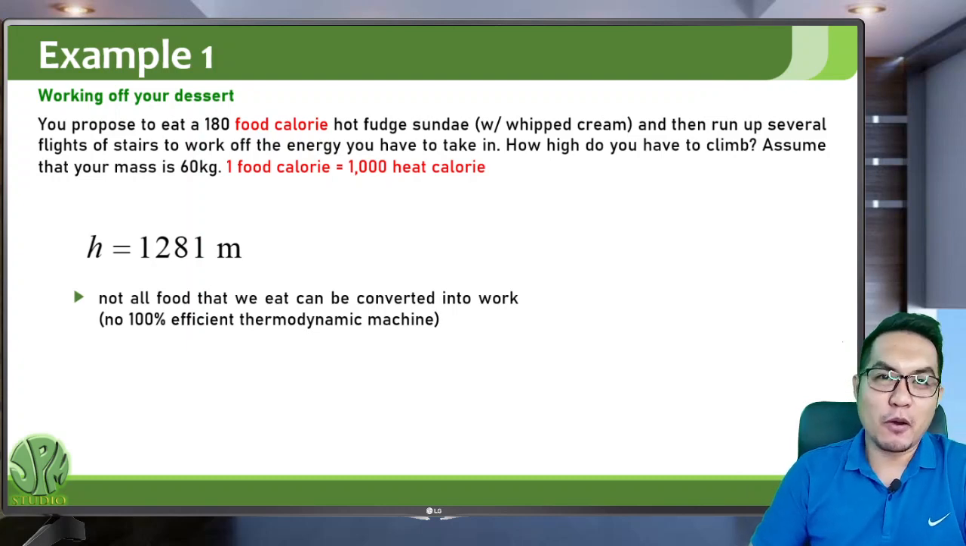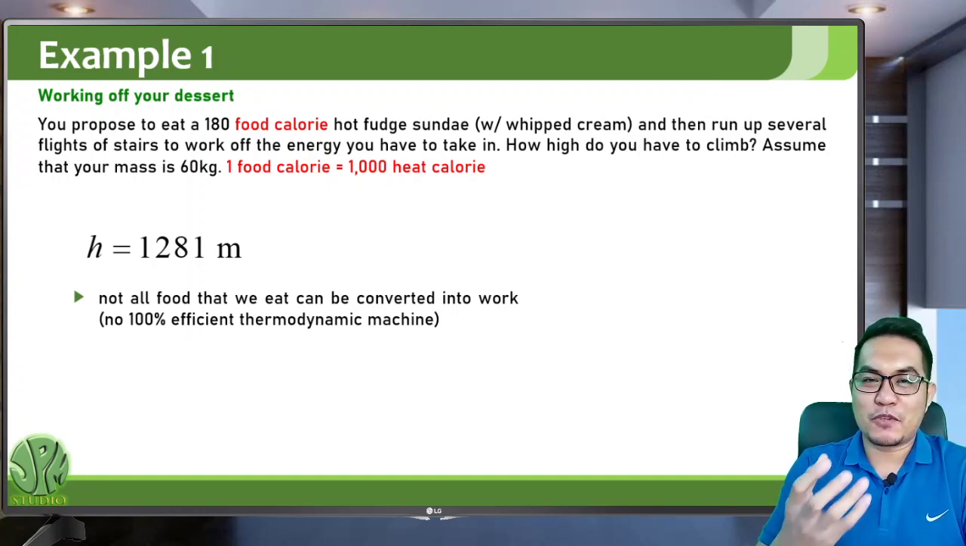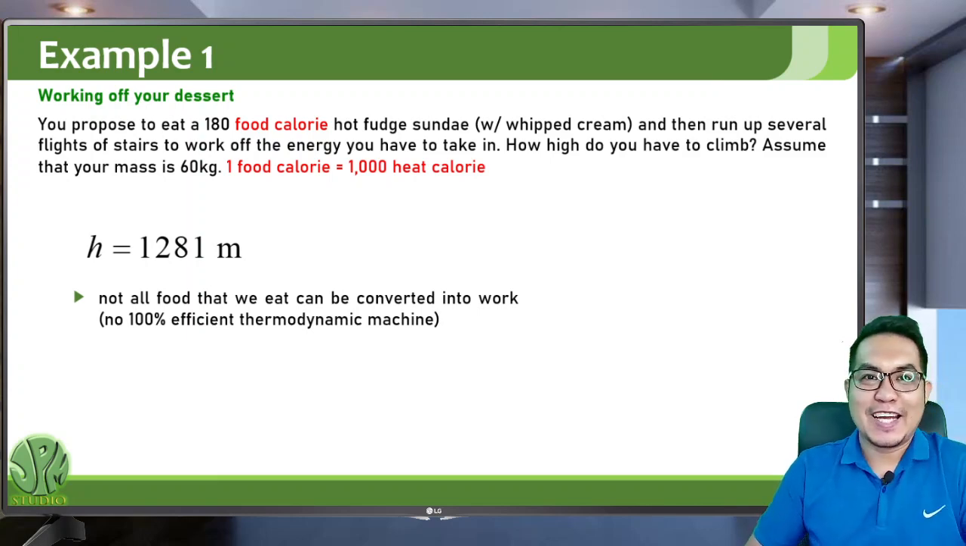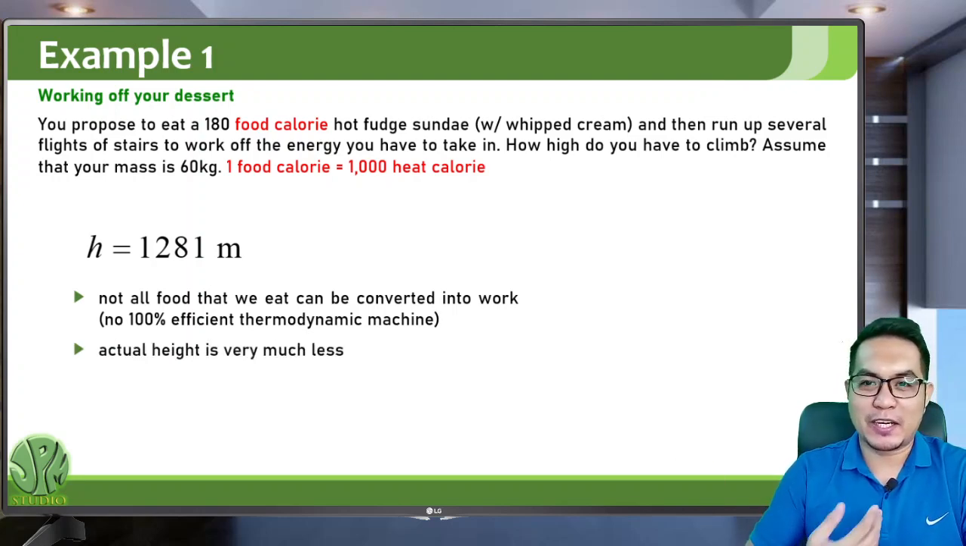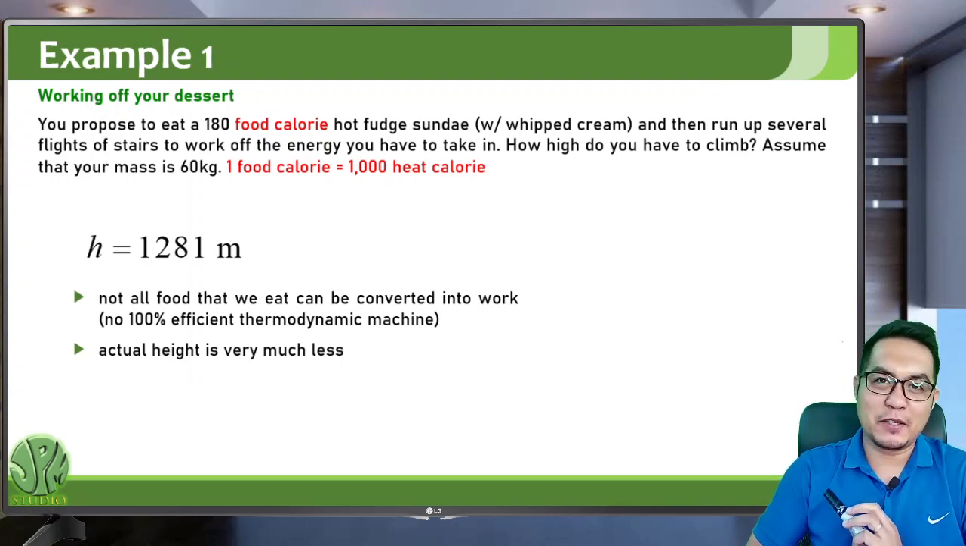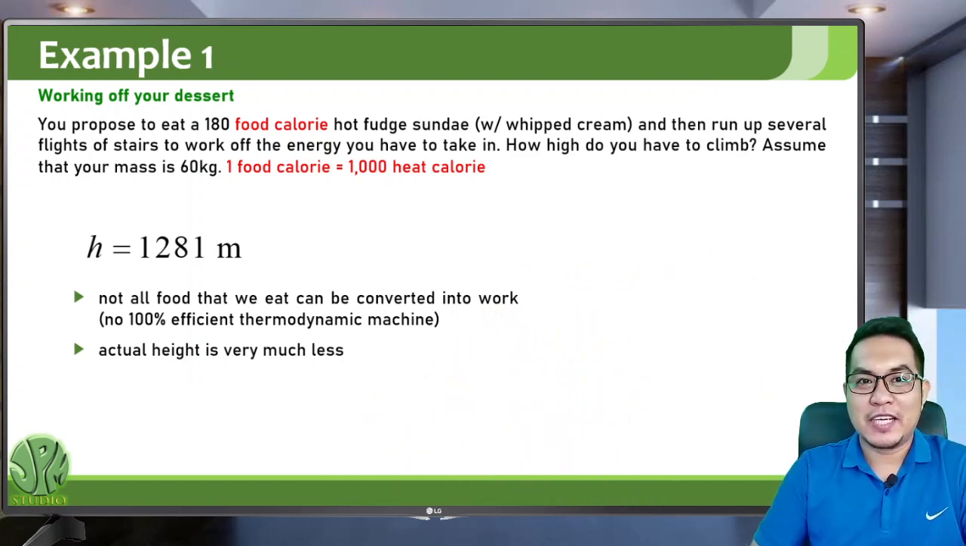But there's a comment here. Not all food that we eat can actually be converted into work. There's no 100% efficient machine. Most of the food that we eat, we actually excrete. We release that through pooping or peeing. So the actual height is very much less if we take into account the efficiency of the human body in converting food into heat. We will follow through with this example in the next lesson on the second law of thermodynamics.